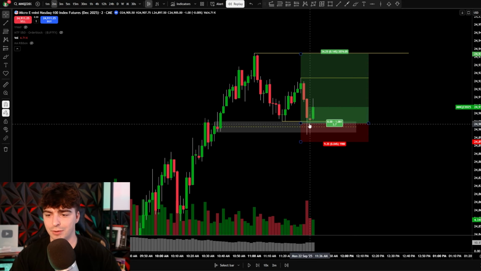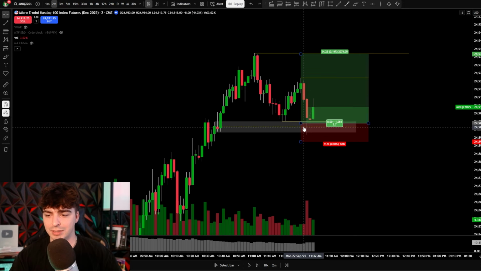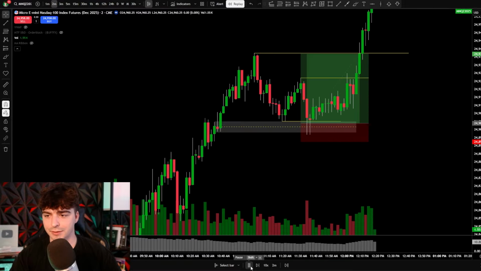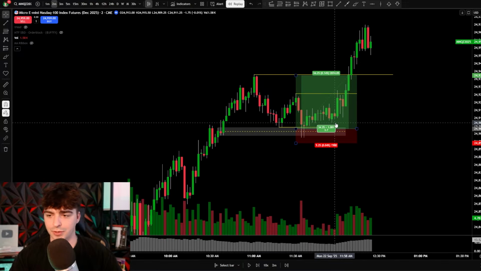All right, so now we have entered the trade. It's swept through the zone a little bit, which is a common occurrence. So sometimes I'll re-enter if I get stopped out a little too early. Let's see what happens here. All right. So this is a textbook example of an order zone.